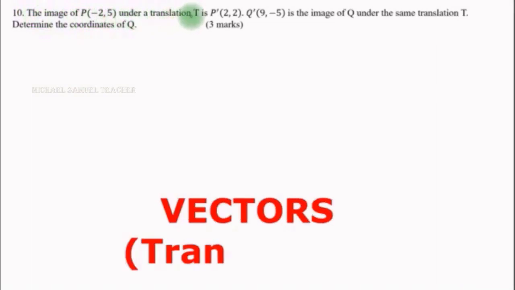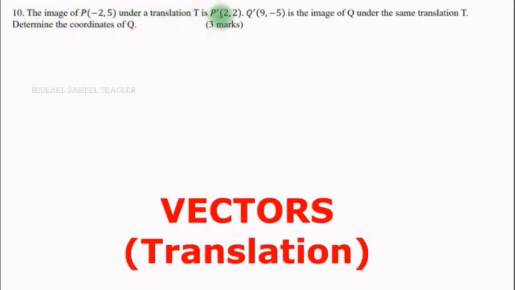So question 10, the image of P, which is (-2, 5), under translation T is P prime, which is (2, 2), and the Q prime is (9, -5), is the image of Q under the same translation T. Determine the coordinates of Q.